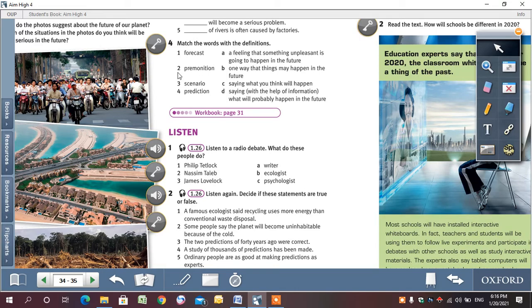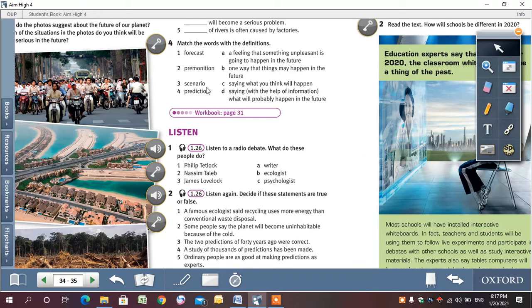So number 2, premonition. It's number A, a feeling that something unpleasant is going to happen in the future. So sometimes when you get up in the early morning, you have this feeling that it's not going to be a good day, and maybe that something bad will happen to you or to one of your family. Okay, so we call that feeling of unpleasant thing that is going to happen in the future, premonition.